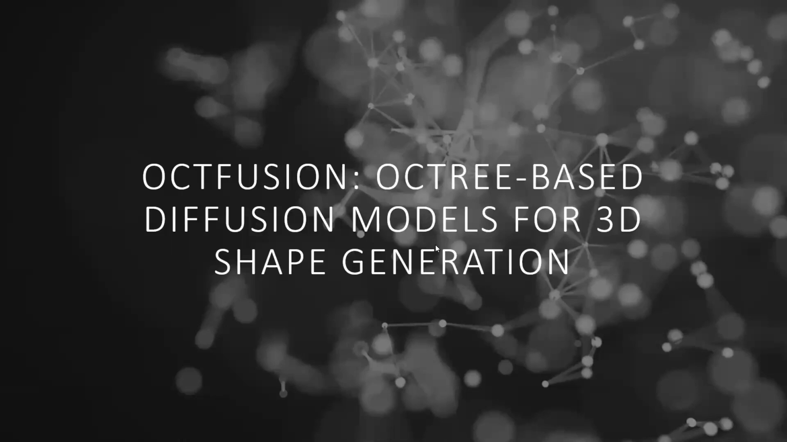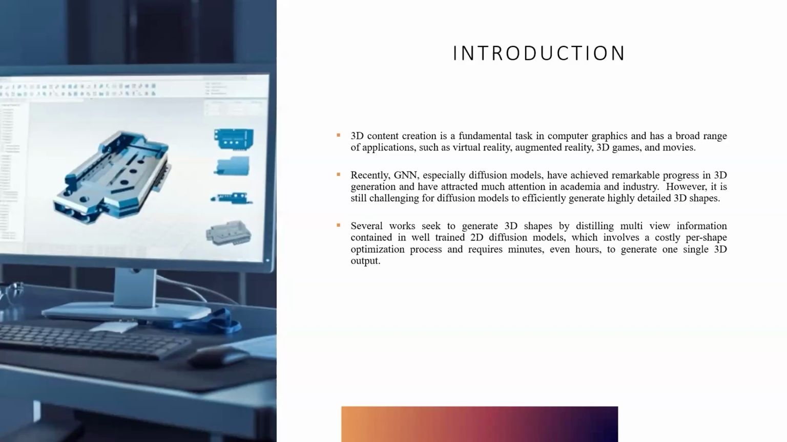Hi everyone. Today we'll be discussing OctFusion, an octree-based diffusion model for 3D shape generation. 3D content generation is a fundamental task in computer graphics, and it has a broad range of applications including virtual reality, augmented reality, 3D games, and movies.